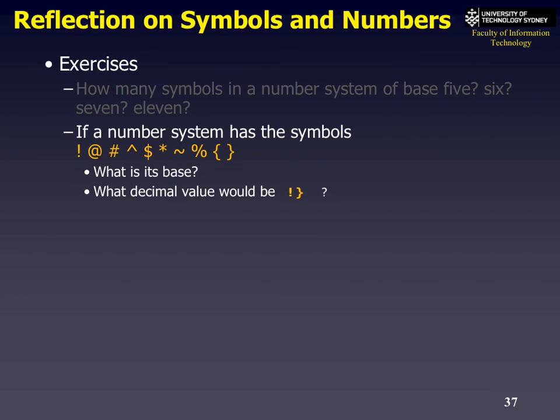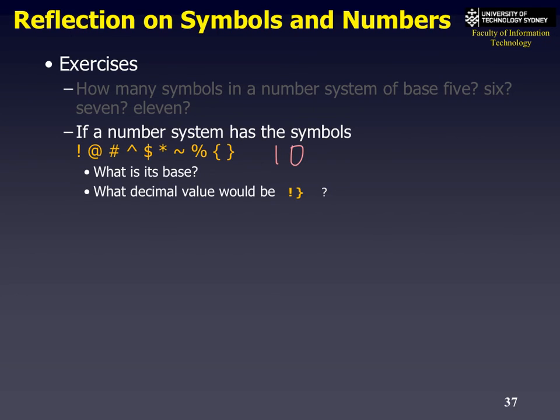We're not restricted to using numeric digits to represent symbols for a number system. For example, this could be a hypothetical one. Exclamation mark could represent 0, at sign represent 1, 2, 3, 4, 5, 6, 7, 8, 9. What's the base? Let's count the numbers. 1, 2, 3, 4, 5, 6, 7, 8, 9, 10. So this is base 10. Would you believe it? It turns out to have 10 symbols, so it's base 10.